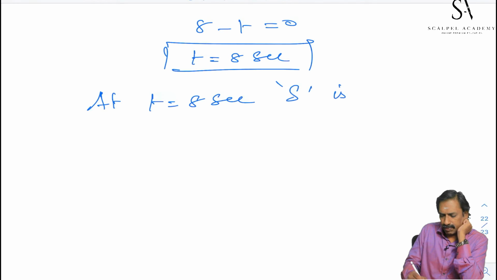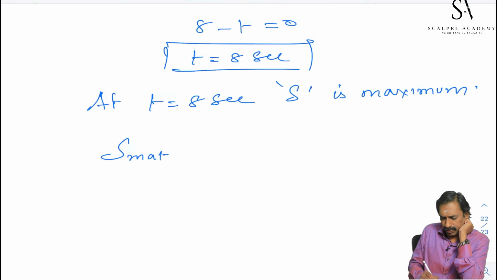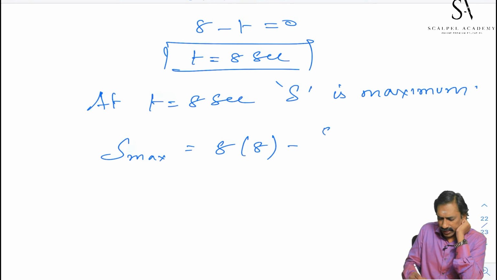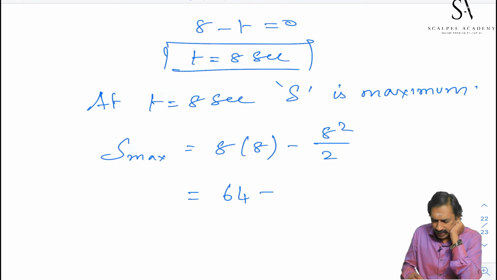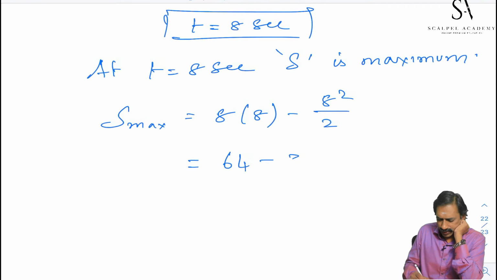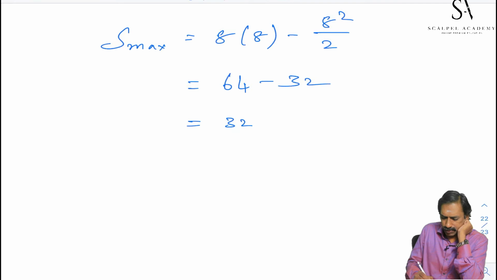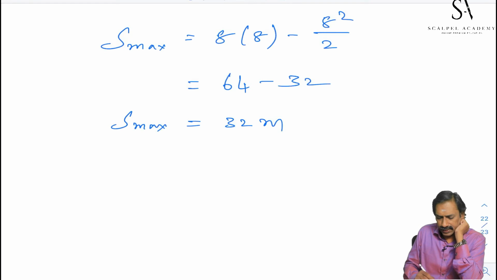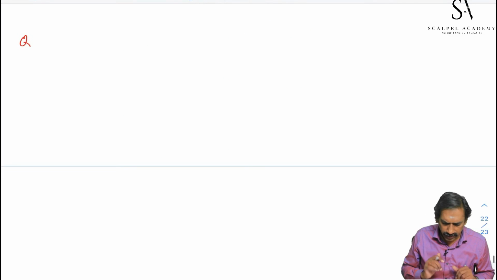S is maximum. Therefore, S maximum is equal to 8t minus t square by 2, with t equal to 8. That is equal to 64 minus 64 by 2, 32. So, 32 meter. Maximum displacement of this particle is 32 meter. Question number 9.